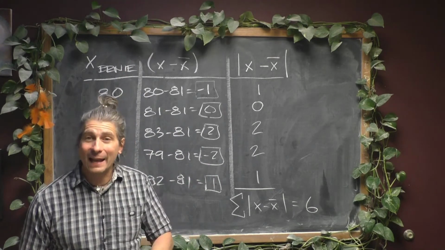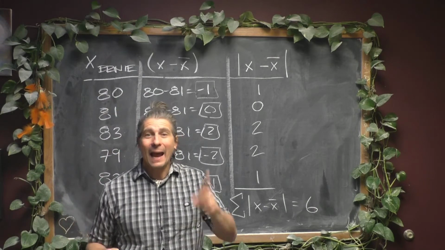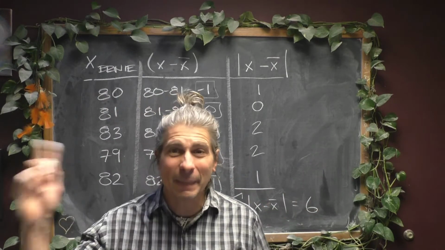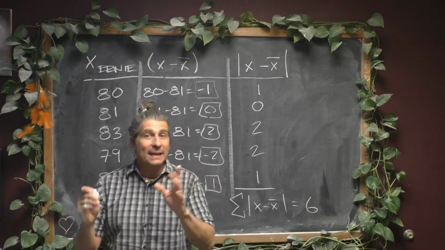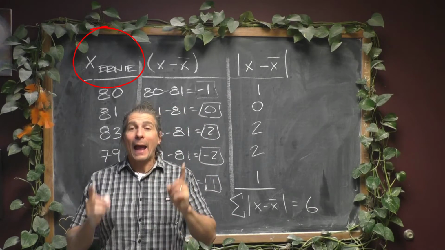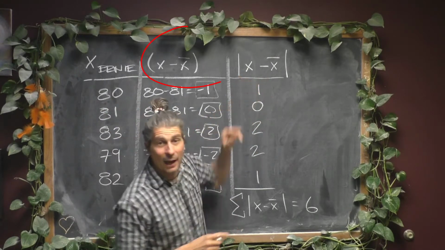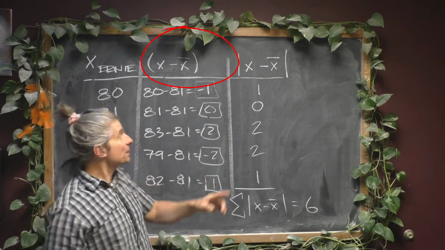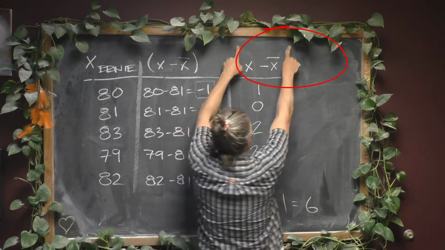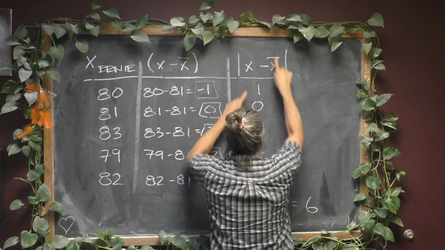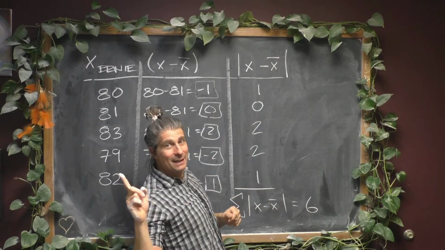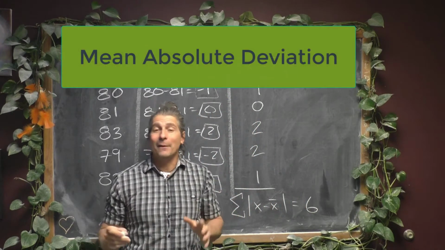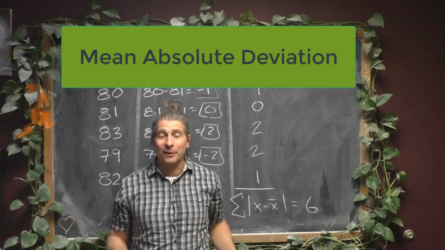And this thing actually has a name. It's called mean absolute deviation. Mean, because we're going to take an average. Absolute, because of the absolute value. And deviation, because that's what we're measuring. We're measuring the absolute deviation, and we're going to take the mean of it. Mean absolute deviation. It's called MAD, M-A-D, which is a fun little acronym.